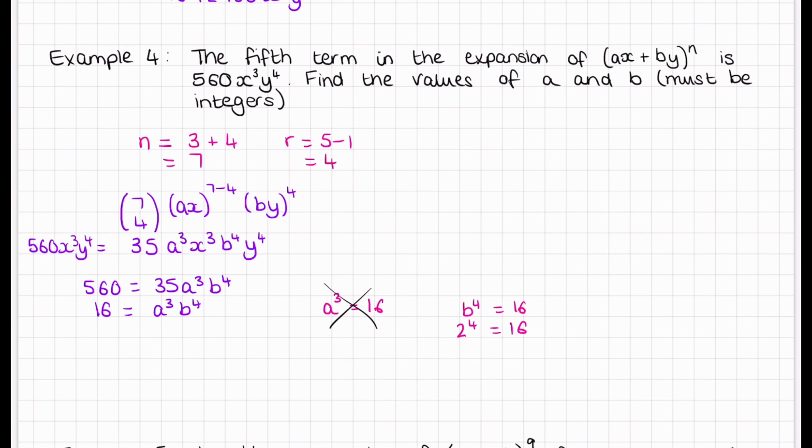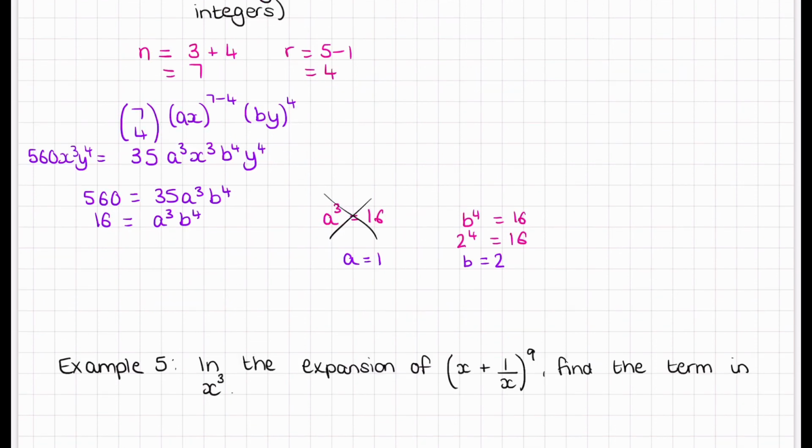So as we've found a situation that works, this tells us that a must just be 1 and b is going to be 2, because 1 to the power of anything is just 1. So therefore our final answer would be our combination, which is 35, multiplied by x cubed, multiplied by 2y to the power of 4. And then you can expand that and check that you've got it correctly and see if it works out. And it does, so we have confirmed that a equals 1 and b equals 2.